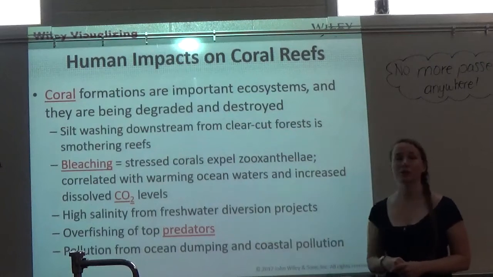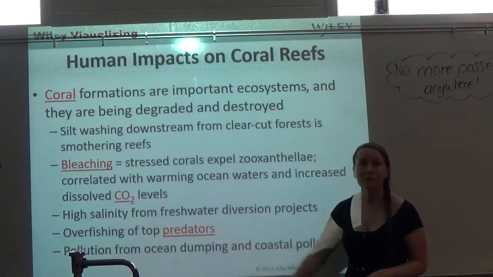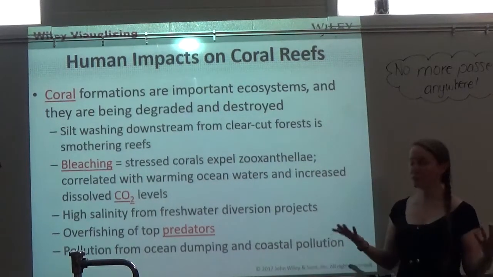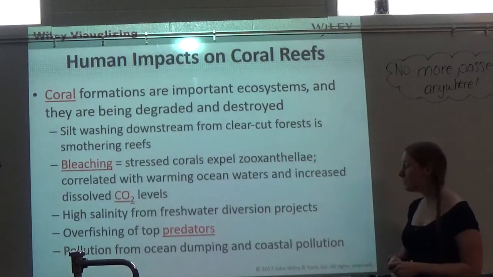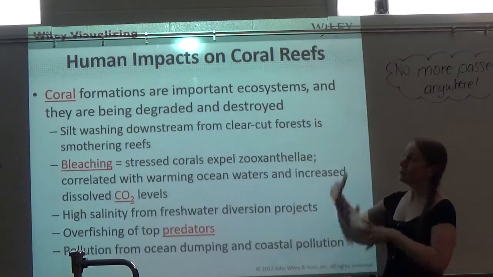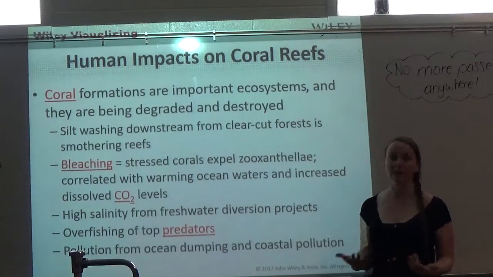Overfishing of top predators. Anytime we mess with an ecosystem, whether we're fishing the bottom of the food chain or the top of the food chain, we're messing things up and it's causing havoc on the whole rest of the food chain. And then pollution from ocean dumping and coastal pollution. So again, all of these are destroying the coral reefs. You may have seen shows about that because they have some of that on Netflix and stuff.